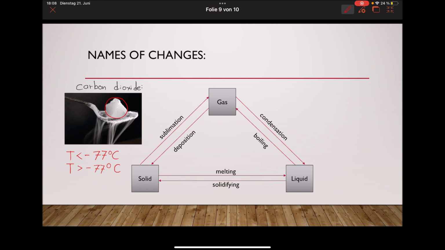And equally, if we have gaseous carbon dioxide, for example from the atmosphere, and we cool it down below minus 77 degrees Celsius, we will observe gaseous carbon dioxide directly turning into a solid, so it deposits. That's all you have to know about the changes of state.